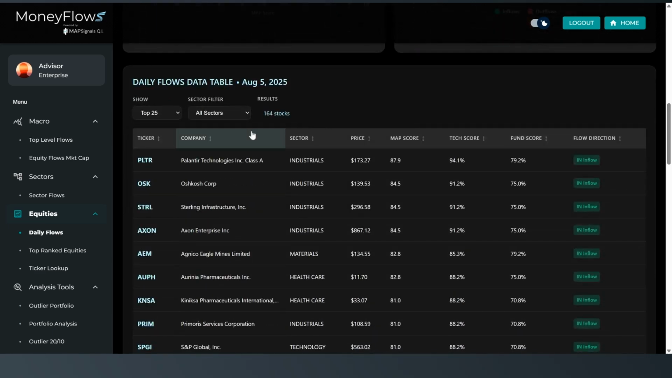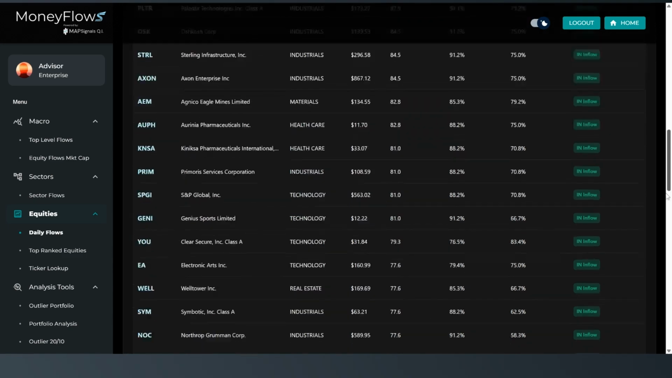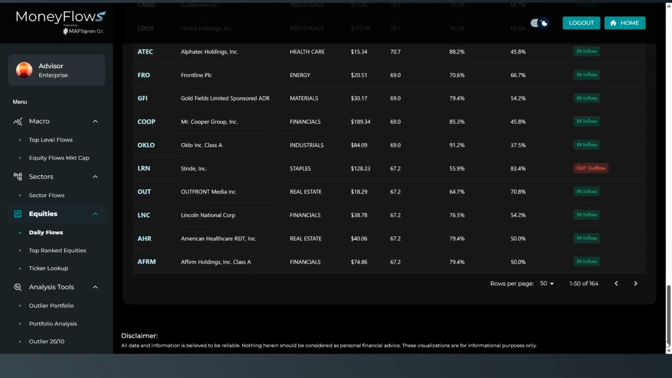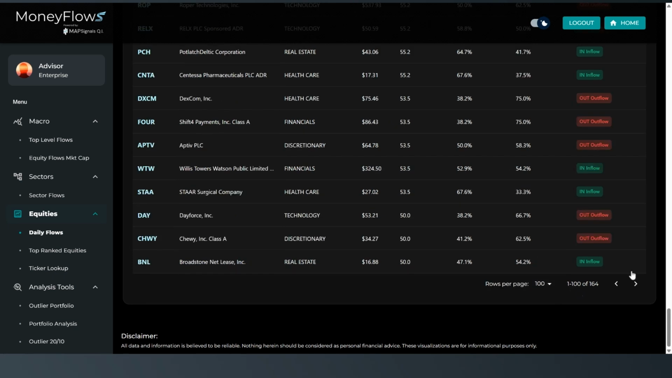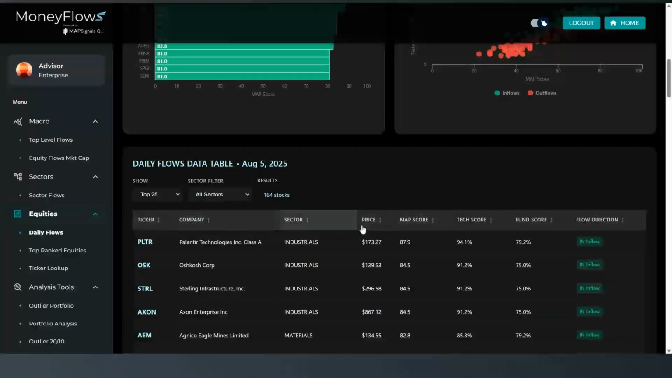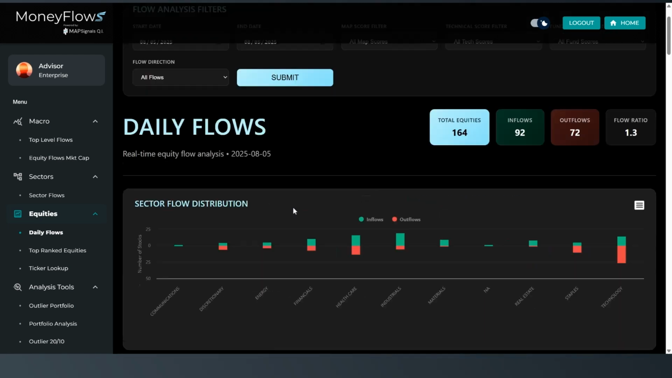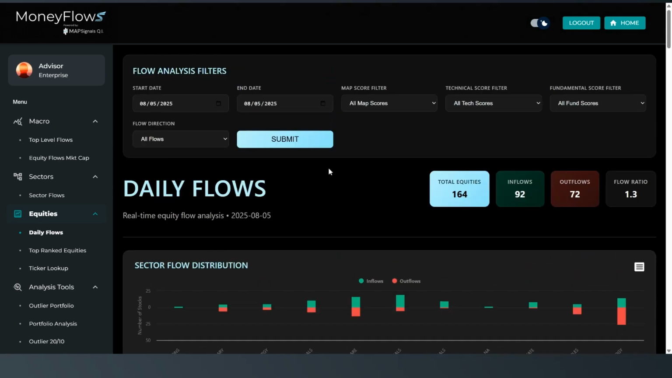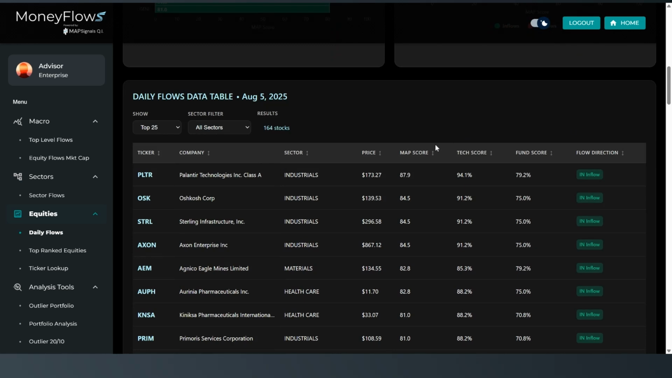We have this table that outlines all the stocks that showed inflows for the day and also outflows. So here we've got 50 selected. You can select 100 and then you start to see other outflows and inflows. And again, as we go through this, you get to see the stock, tech score, map score, fundamental score. Okay. Now you can always put different dates and see different activity based on whatever the date range. Very powerful stuff depending on what we're doing with the market.